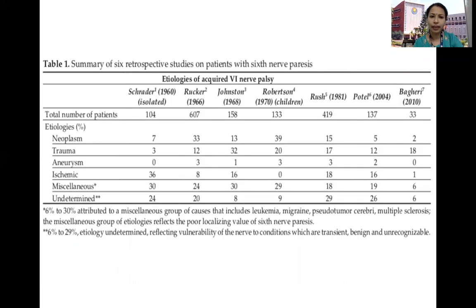A summary of 6 retrospective studies on patients with sixth nerve paresis has shown that around 30% can be attributed to miscellaneous conditions like leukemia, migraine, pseudotumor cerebri or benign intracranial hypertension, or multiple sclerosis, rather than actual intracranial space occupying lesions which can give rise to sixth nerve palsy. Another 30% can be of undetermined etiology, which are transient, benign, and unrecognizable, or idiopathic sixth cranial nerve palsy. So, is it necessary to do an MRI brain in all cases?